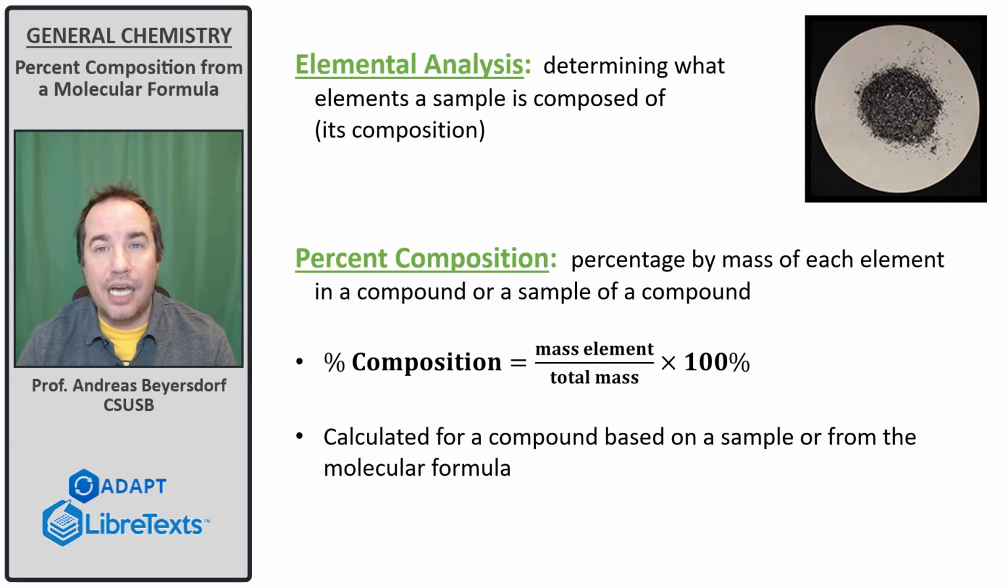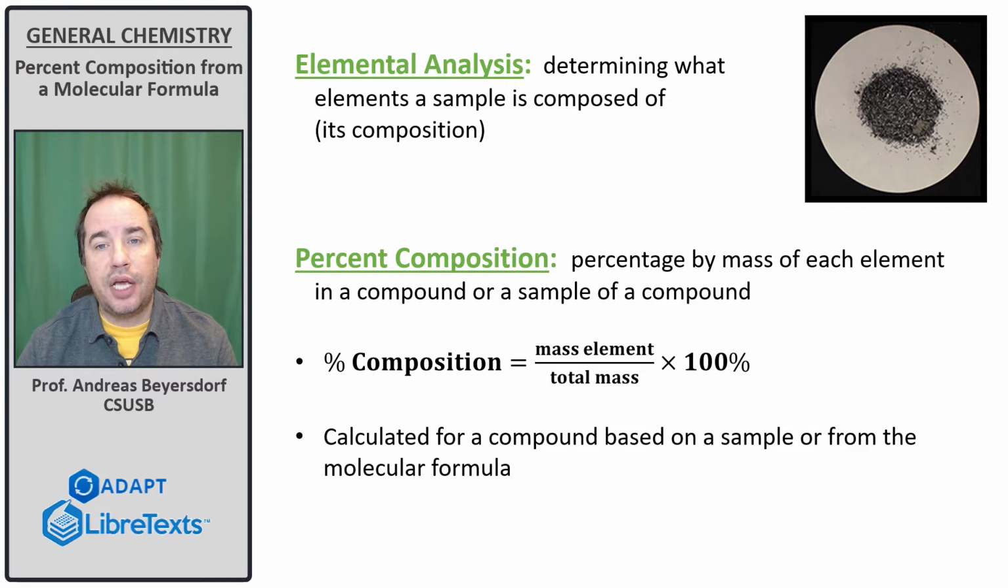Elemental analysis is a common lab practice. It allows us to understand the purity of a reaction product or to identify an unknown substance. And what we're really looking for in elemental analysis is the percent composition. That's the percentage by mass of each element in that compound.